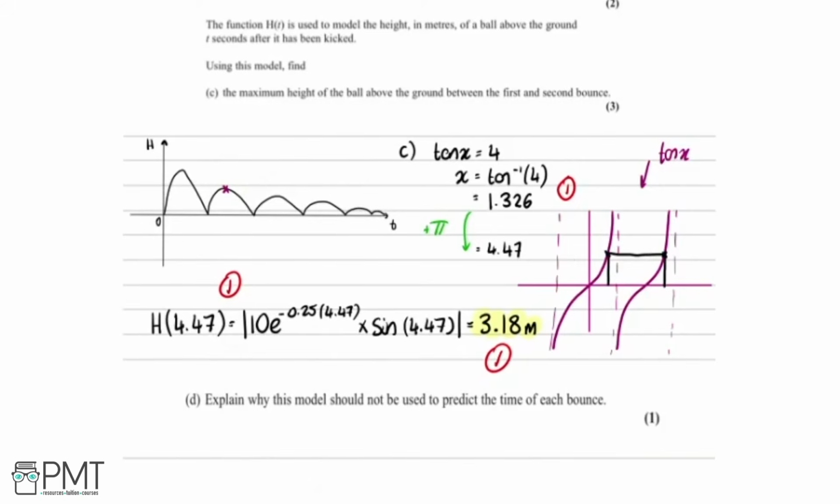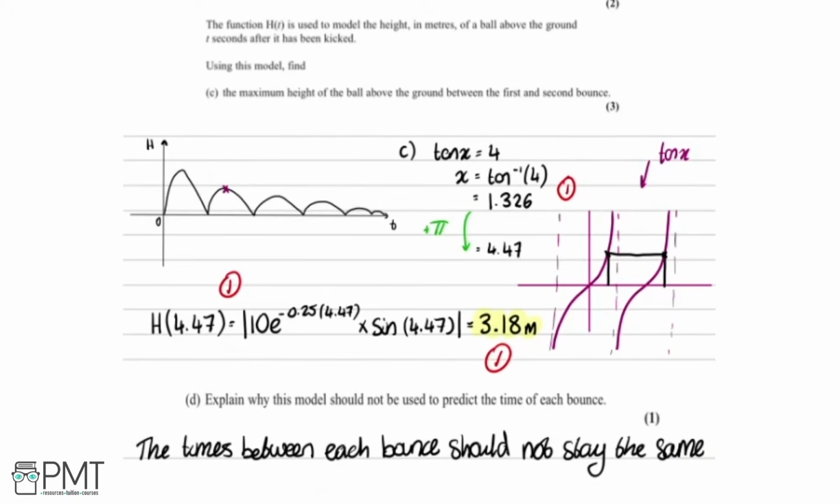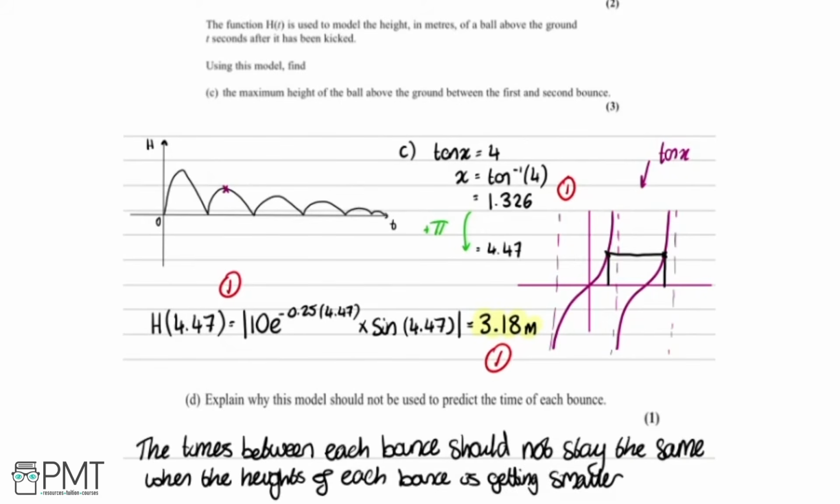Lastly, we're going to take a really quick look at part D, where it says explain why this model should not be used to predict the time of each bounce. And the reason for this is that the times between each bounce should not stay the same when the height of each bounce is getting smaller. And this makes sense because in the model the times between each bounce are the same.